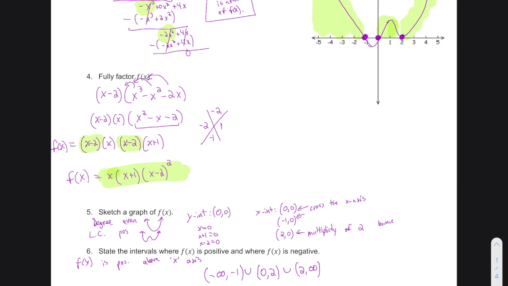And then the place where we are negative is just when we are below the x-axis. We can highlight that in a different color. So this is the part of our function that dips into the negative area.